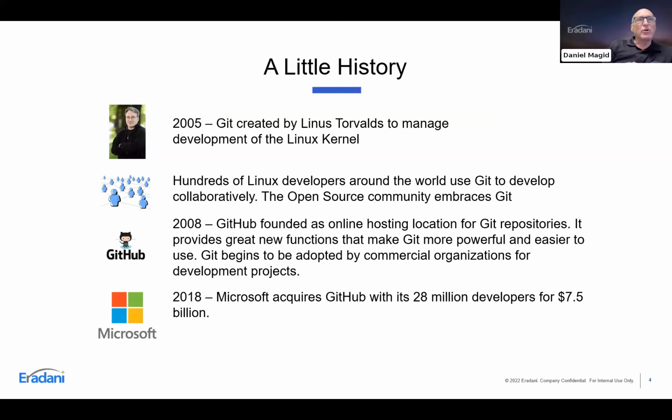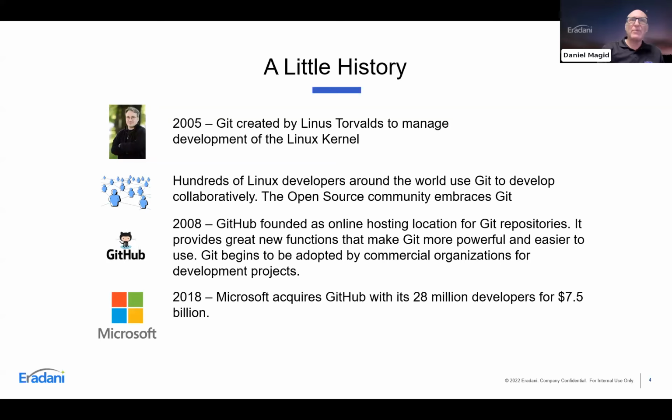were using a product called BitKeeper for doing version control. The BitKeeper people decided that they wanted to start charging license fees for that, and Linus decided he didn't want to do that. So he created a version control system specifically for the Linux operating system development. There were hundreds and hundreds of developers all around the world working on that project.